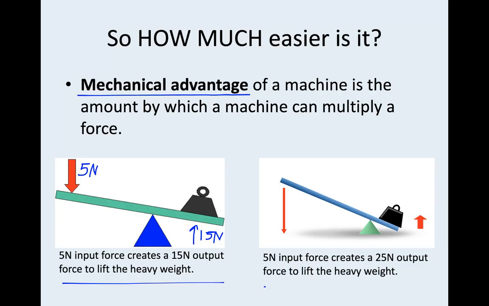But let's look at this other lever. Right, we've got 5 newtons of input force is going to create 25 newtons of output force. Well, that's better. If you gave me $5 and I gave you $25, that's fantastic. If you had to choose, right, I could either give you $15 or $25. You'd probably take the bigger one. That would have that better advantage, that more multiplication.